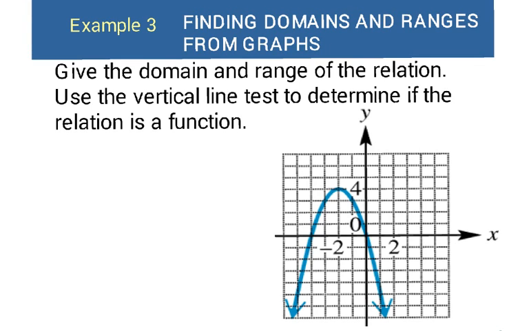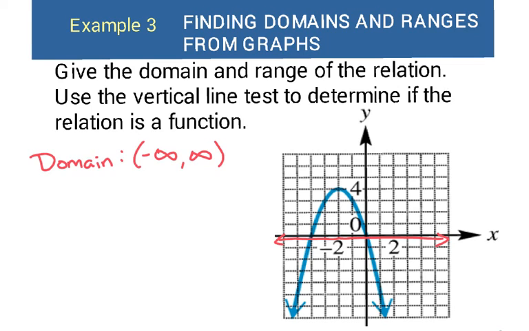All right, another one, it says give the domain and range of the relation. Use the vertical line test to determine if the relation is a function. Okay, so domain on this one. If we were to look at the domain, we would see that the x values go forever on in the negative x direction and in the positive x direction. So this is all real numbers, or in interval notation, -infinity to +infinity. And then the range of this function.